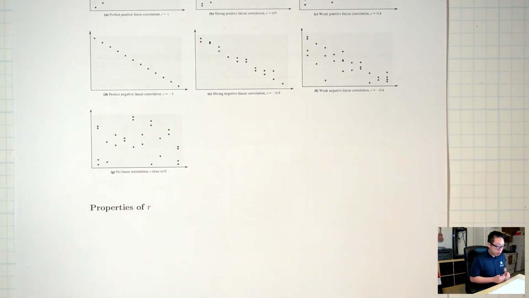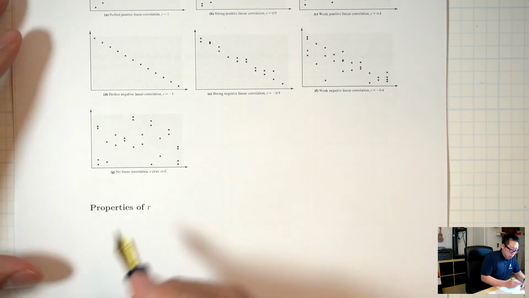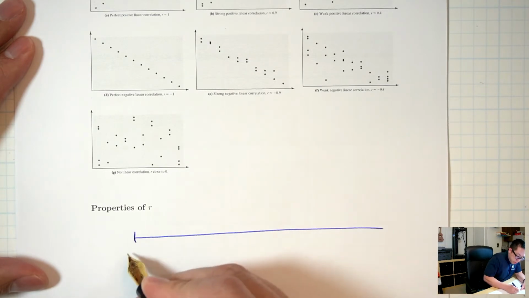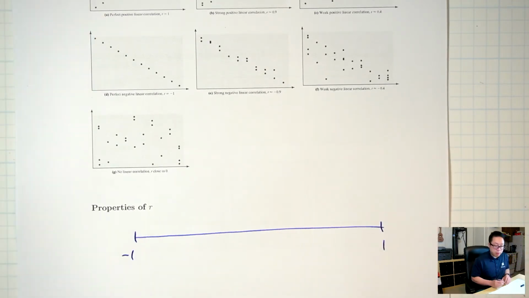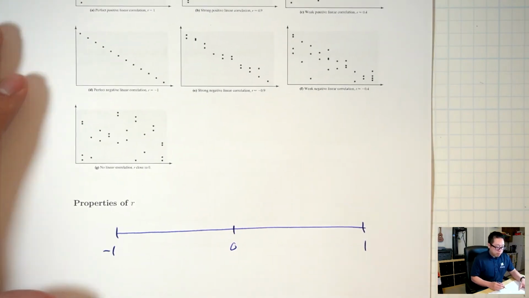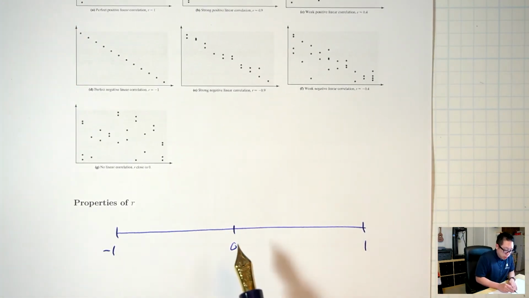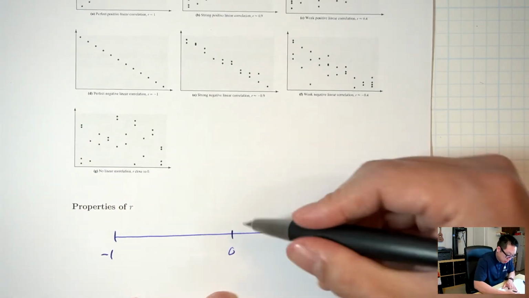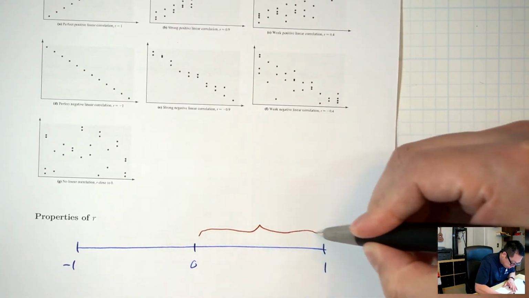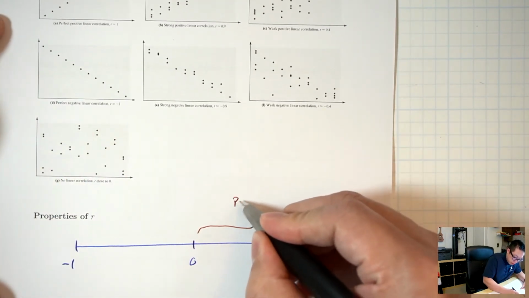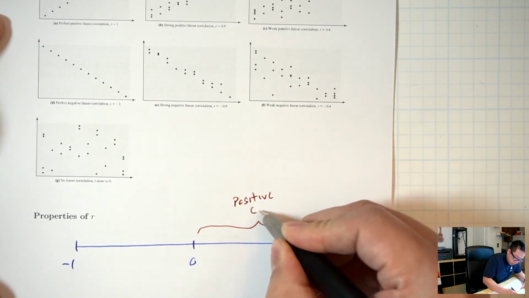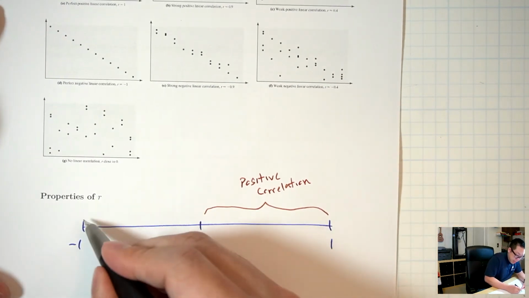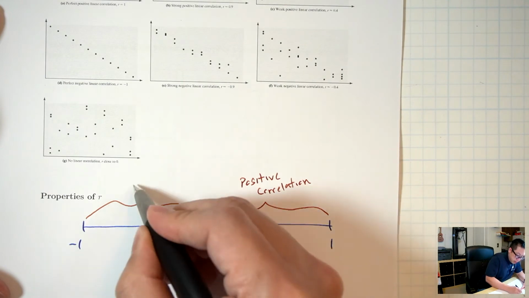Okay, so let's summarize what we just observed. R is a number that's always going to be between negative 1 and 1. If your R is positive, that indicates that we have a positive correlation. So anything on this side is a positive correlation. Anything that's negative is a negative correlation.